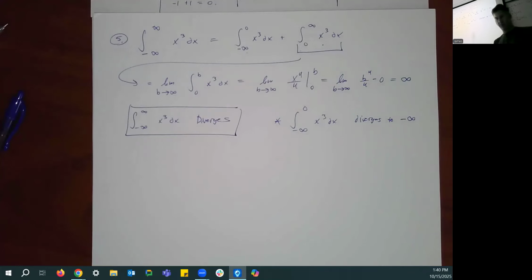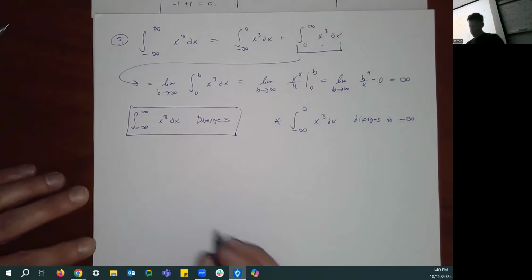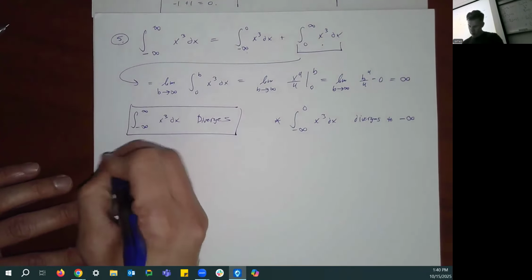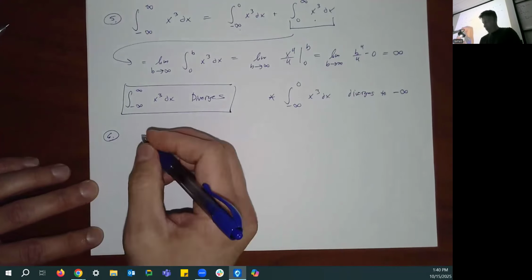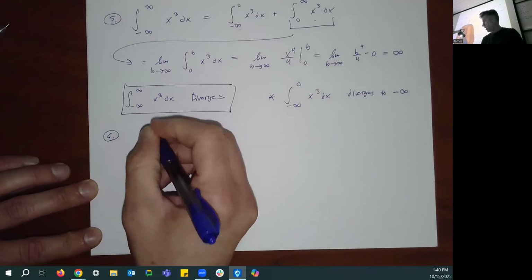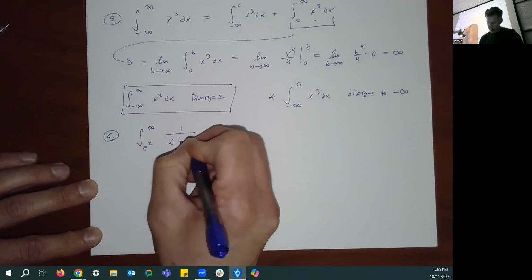Cool. Oh yeah, let's do one more. Okay, one more, and then we'll come back to that other one. So let's say we want to find the integral from e squared to infinity of 1 over x natural log of x.